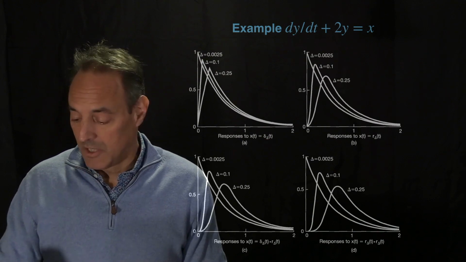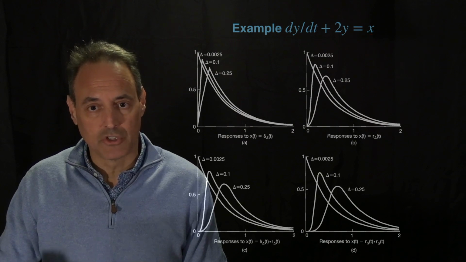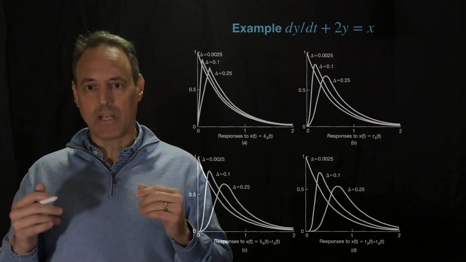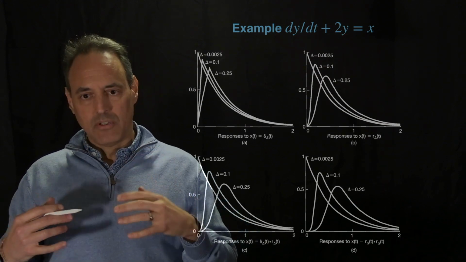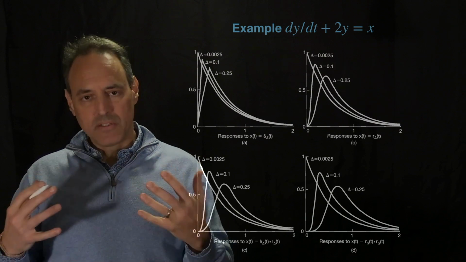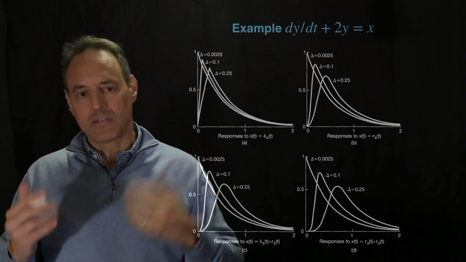So here's the kick to the system, x. And I'm going to kick it with a delta function. So what I'm looking for here is the h, right? If I kick this system here with a delta function, the response to that system gives me h, which is the fundamental response of the system.